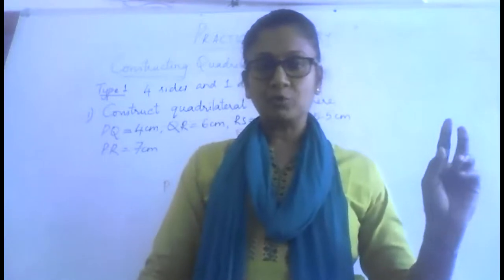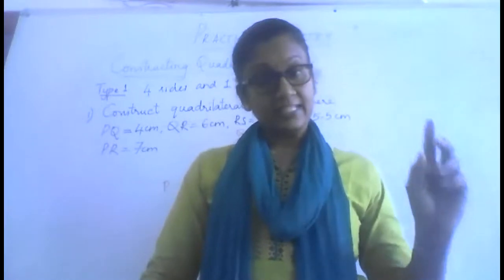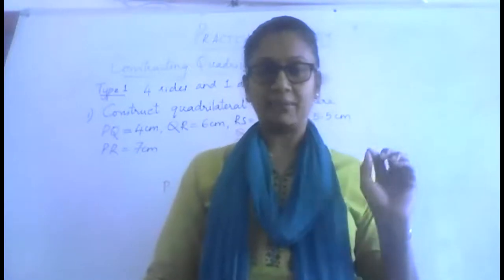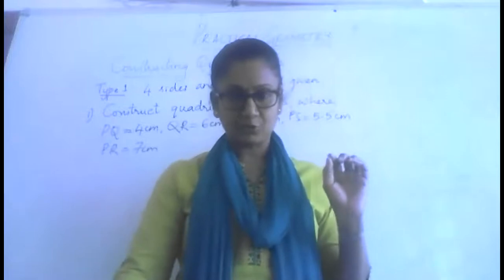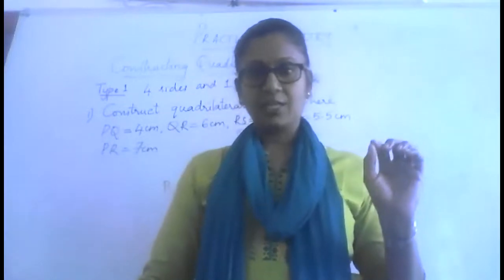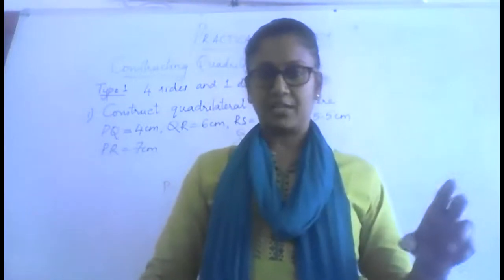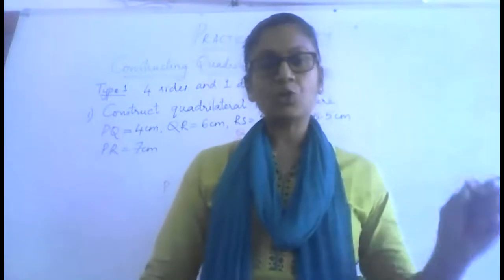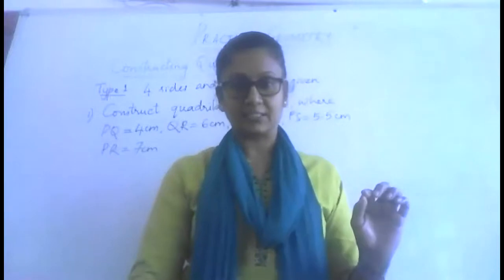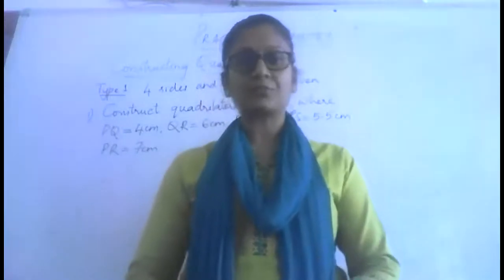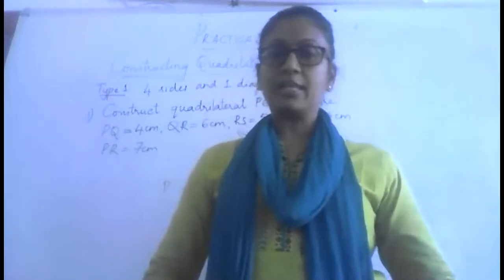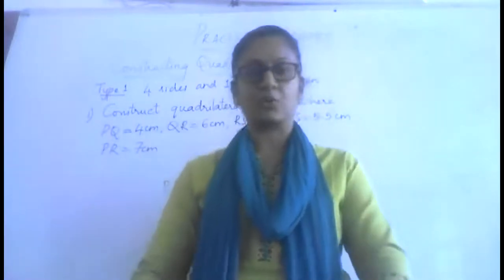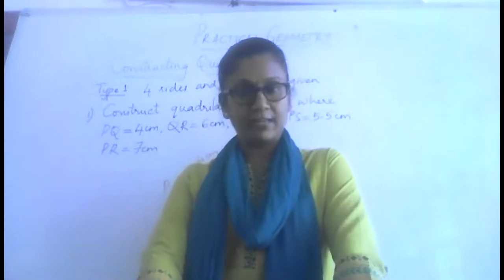If the sum of 2 sides of the triangle is greater than the third side, only then a triangle can be constructed. This you have learned last year, don't you remember this? Only when you add up any 2 sides of a triangle, if that sum is greater than the third side, only then a triangle can be constructed. If the sum of any 2 sides of a triangle is smaller than the third side, then a triangle will never be constructed. You can't construct a triangle at all. So this was one requirement we have checked.